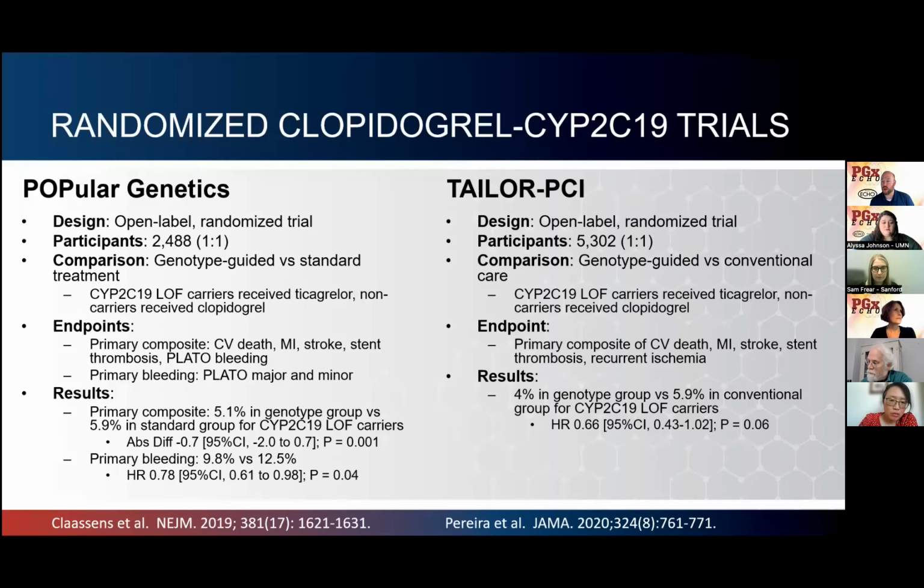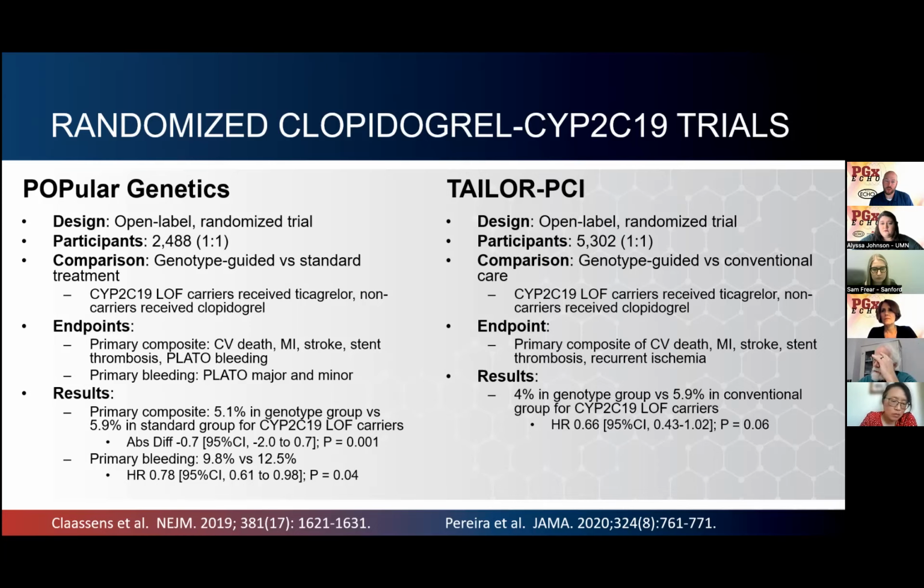Subsequently, there have been a number of trials, a number of prospective, non-randomized, like the IGNITE trial. POPular Genetics and TAILOR-PCI were both open-label randomized trials, very large, looking at genotype-guided versus conventional or standard treatment, depending on the study. They found varying results, but not as overwhelmingly positive as one would expect. And this was in the cardiovascular space, not the neurovascular space.